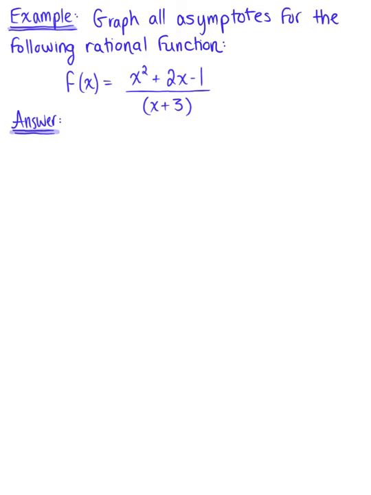Graph all asymptotes for the following rational function. So here we are given the function f of x is equal to x squared plus 2x minus 1, all divided by x plus 3.